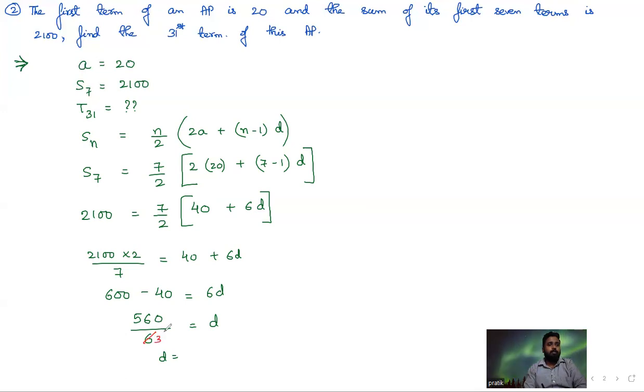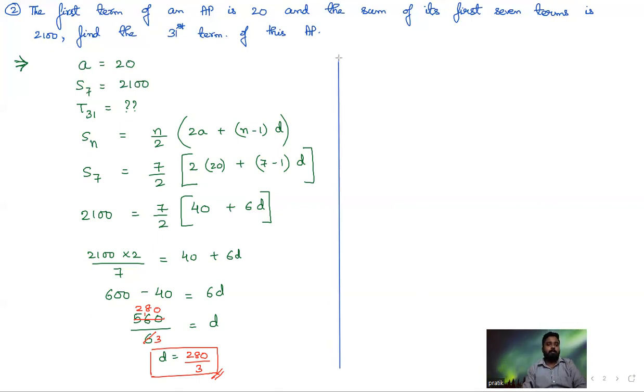2 3s are 6. 2 2s are 4. 5 2 8s are 16. 0. Yes, 280 by 3. That's the value of d that we are getting. We keep this. Whenever we get a decimal or a fractional value, we'll have to recheck the values. That's why I just checked.